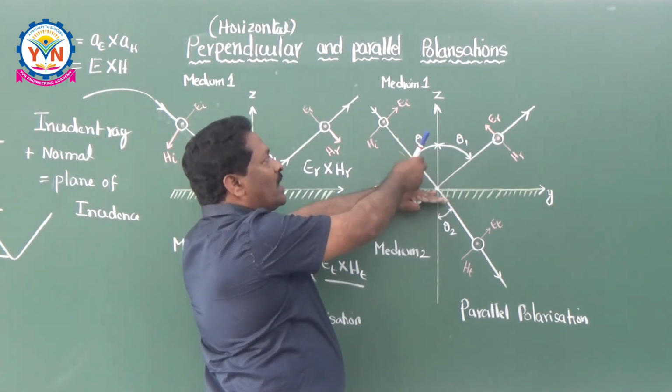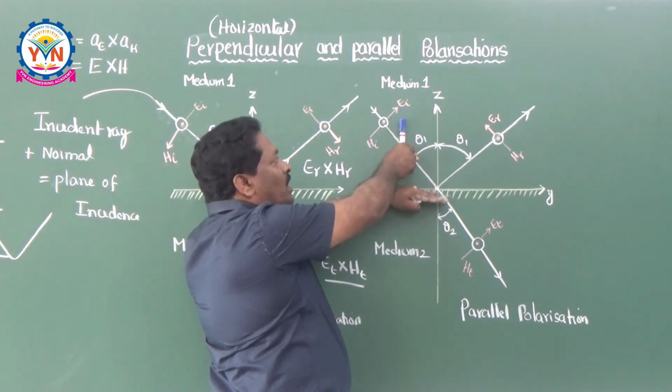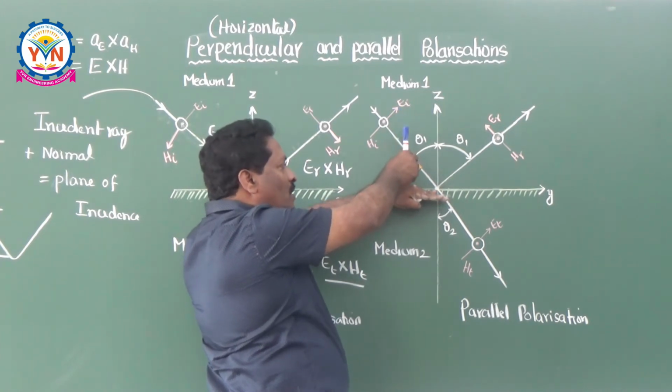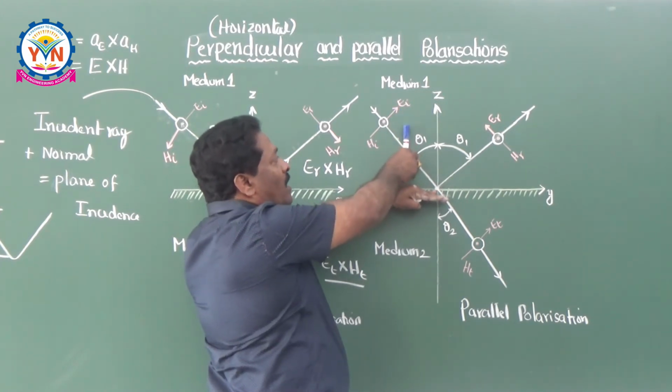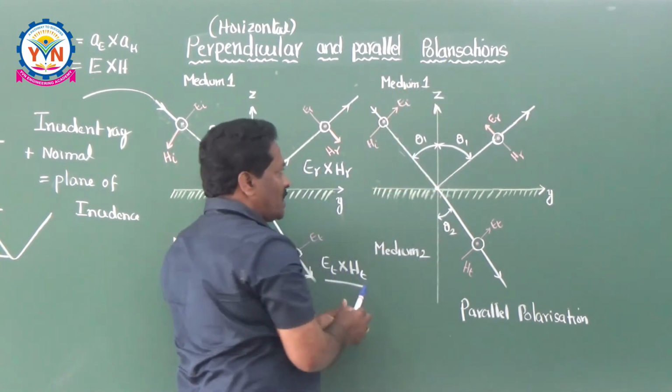So it is also telling about if the electric field intensity is parallel to the plane of incidence or perpendicular to the boundary surface, then it can be called as parallel polarization or vertical polarization.